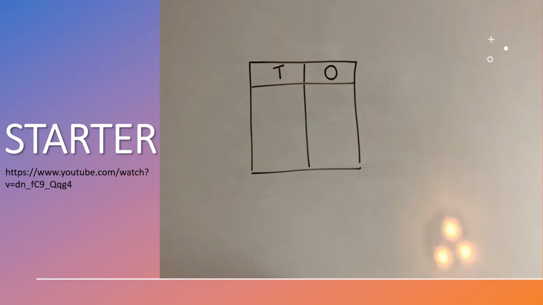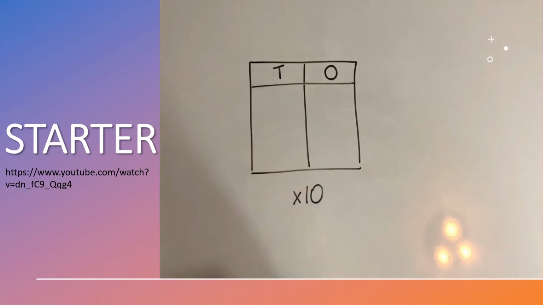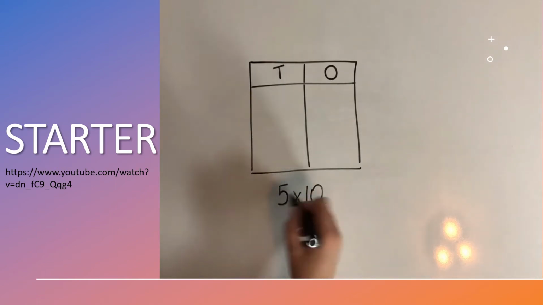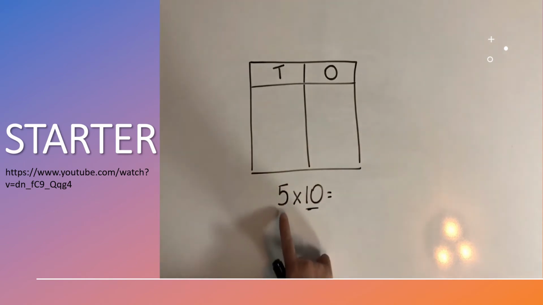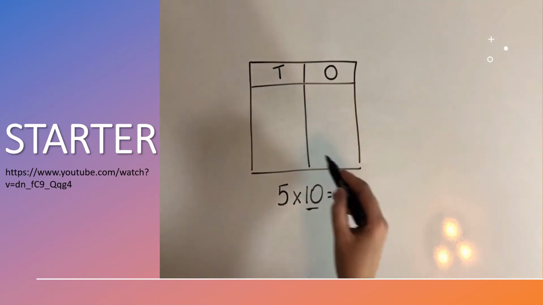Now pay attention and listen. So when we multiply by 10, it's really important to know what is happening to the number that we're multiplying. And what we do when we multiply something times 10 is we make it 10 times bigger. So if we are multiplying 5 times 10, we are going to make that 5 10 times bigger than it is.